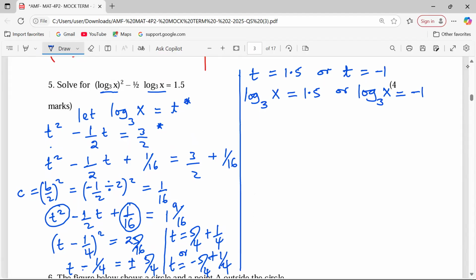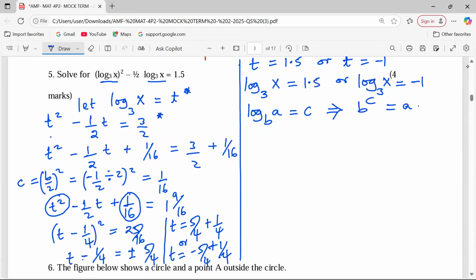We shall talk about converting a logarithm equation to index notation, whereby given the log of a to base b as c, this implies that when we take the value of b power c, we should get a. So with this knowledge of converting a logarithm expression to index form, we can now solve and say 3 power 1.5 should give us x, or 3 power negative 1 should give us x.